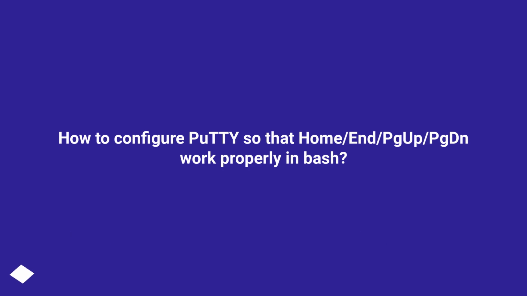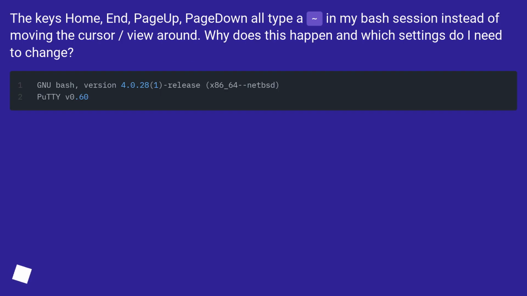How to configure PuTTY so that Home/End/PgUp/PgDown work properly in Bash. The keys Home, End, PgUp, PgDown all type A in my Bash session instead of moving the cursor or the view around. Why does this happen and which settings do I need to change?